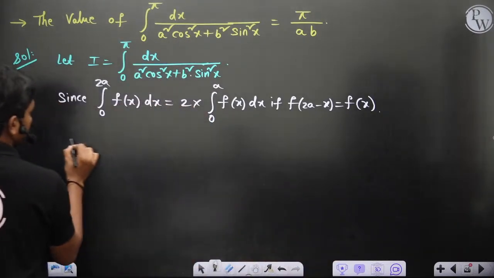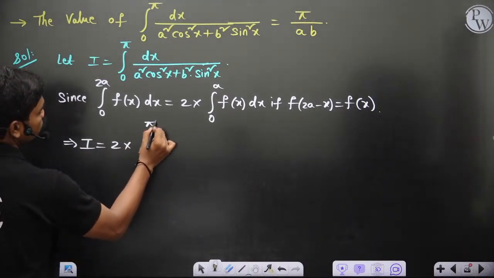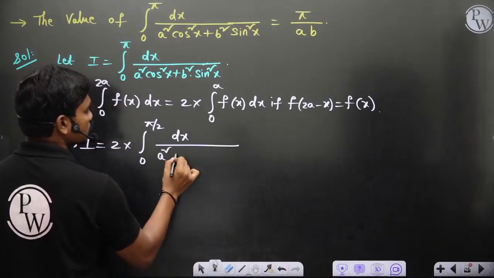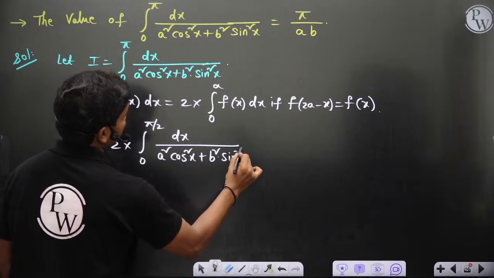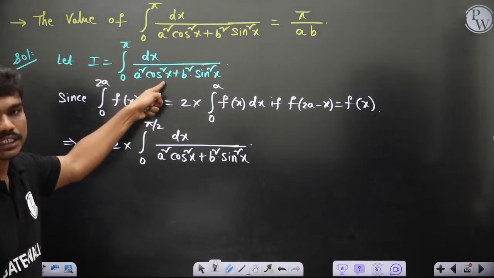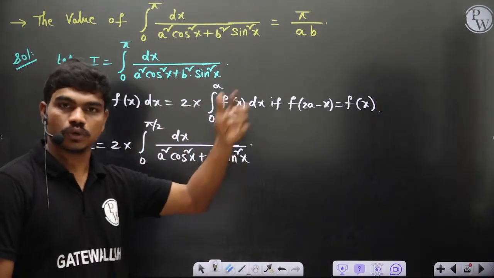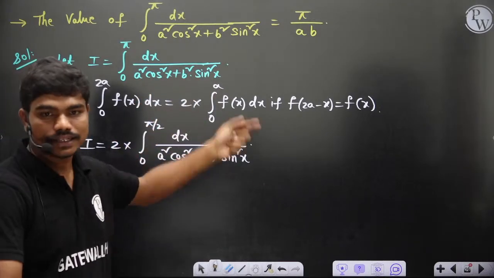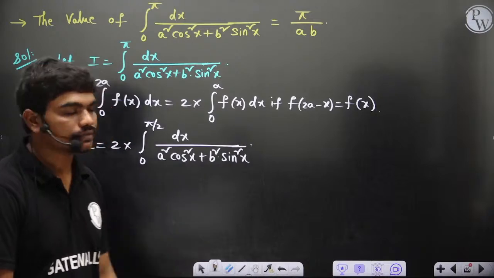Okay, so this implies I is equal to 2 times integral 0 to pi by 2 dx by a square cos square x plus b square sin square x, of course. The reason for that being, if you take cos of pi minus x, it is minus cos x. But there is a square on the top, so minus cos x whole square is again cos square x. So this function remains as it is even if you write pi minus x. Similarly with sin, there is no issue. Sin of pi minus x is sin x by default, so if you take the square, it directly gives you sin square x.